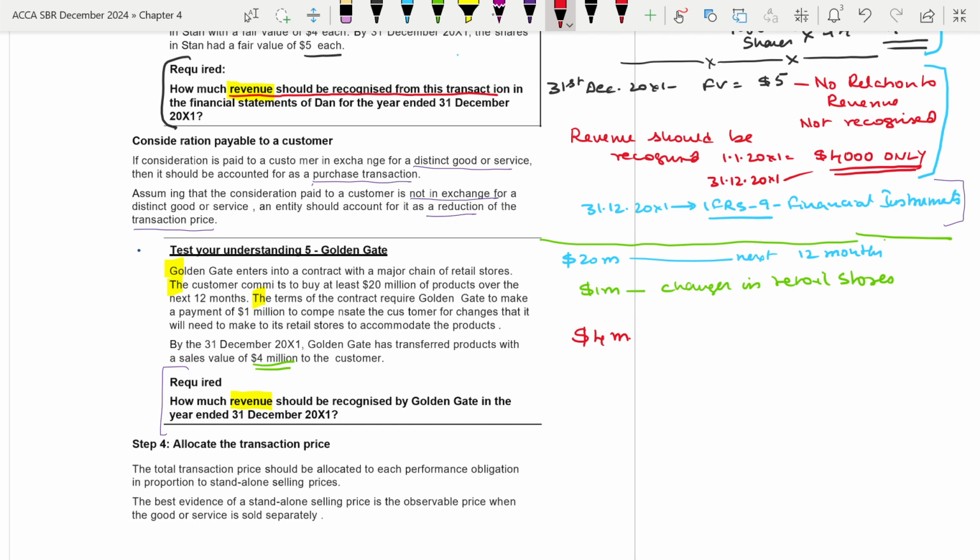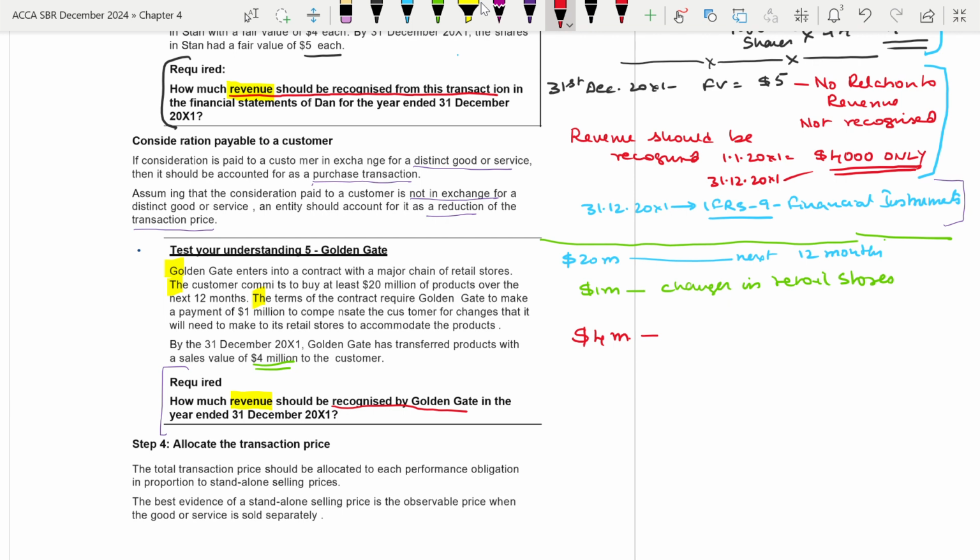They have sold only for 4 million. Fine. They have sold only for how much? 4 million. Now, what do we have to do? How much revenue should be recognized by Golden Gate? They have sold it for how much?